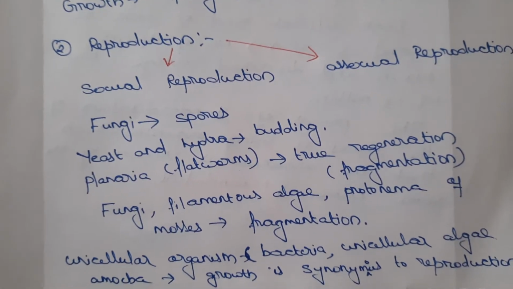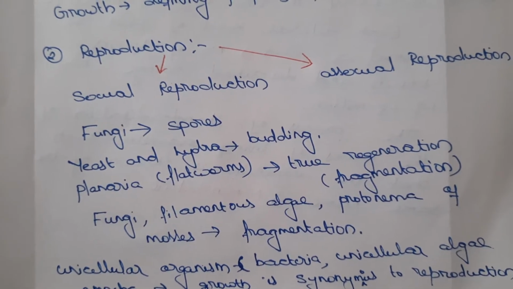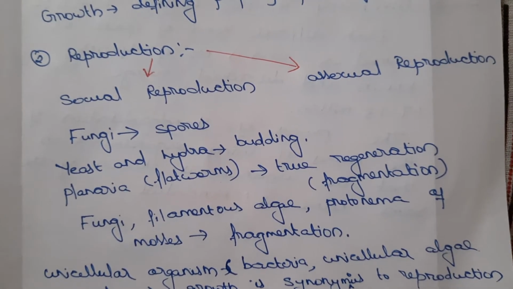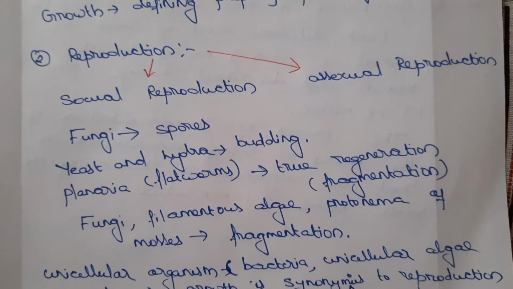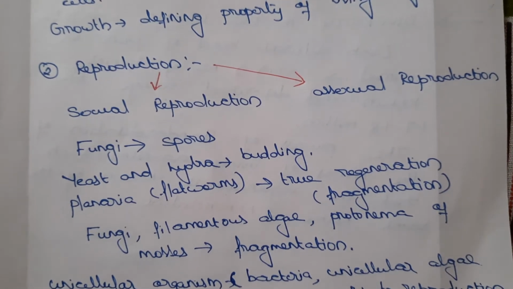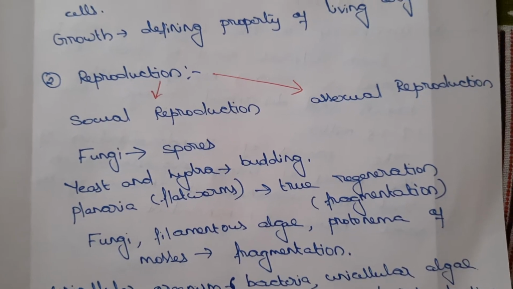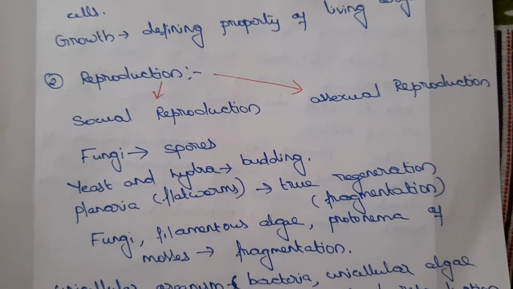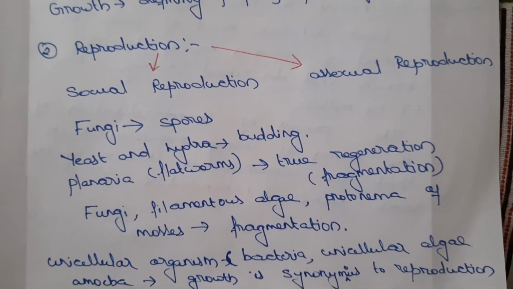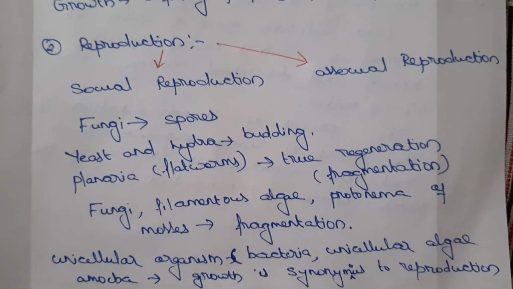Fungi reproduce by spore formation, which is a kind of asexual reproduction. Yeast and hydra reproduce by budding, which is also asexual reproduction. Planaria, or flatworms, reproduce by true regeneration or fragmentation. That means a part of their body will be divided, and that particular fragment will grow into a new organism. That is fragmentation. Even in certain fungi, filamentous algae and the protonema of mosses, we see reproduction by means of fragmentation.